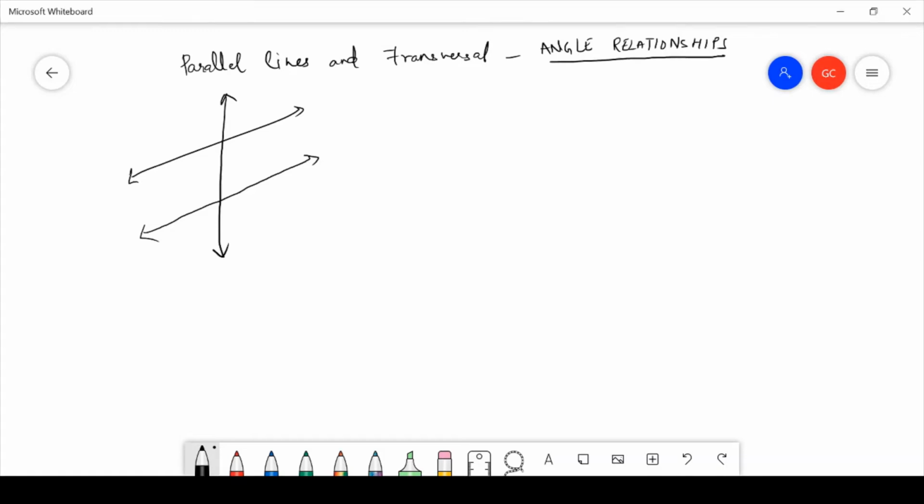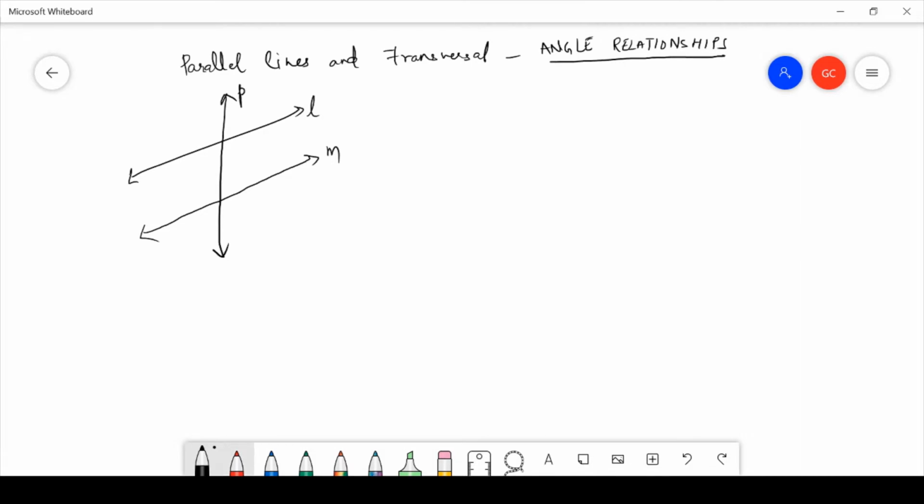Hi guys. We're going to see angle relationships between different angles that are formed when a transversal intersects two parallel lines. For seeing this, we're going to assume there are two parallel lines, let's say L and M. These are the two parallel lines, and P here is a transversal intersecting both of them.